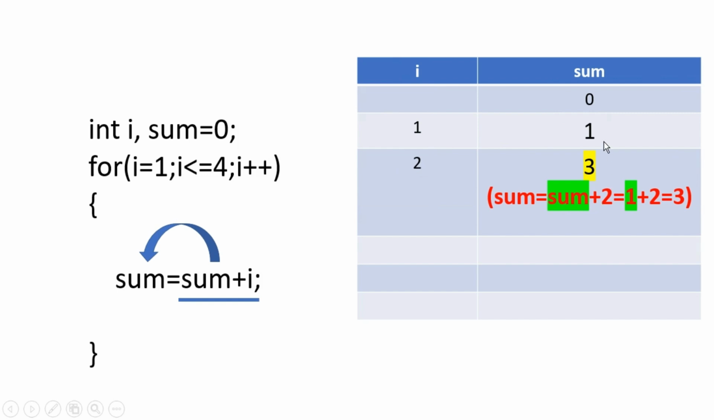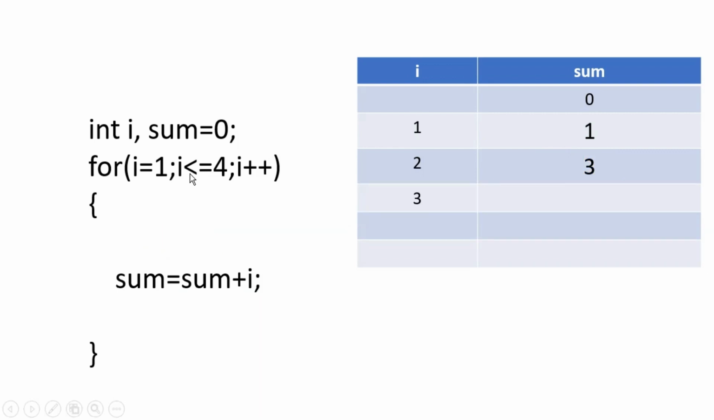So what will be the step? sum + 2, that is 1 + 2, where 2 is the value of i. So 1 plus 2 will be 3. So the container sum will be holding the new value 3. Next, the value of i will become 3. Again the condition will be checked. 3 is less than 4. Again it will enter into the for loop.